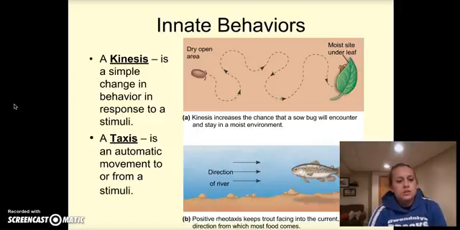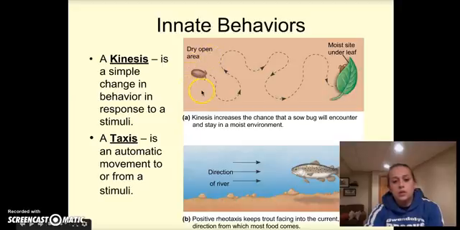So a kinesis is a simple change in behavior in response to a stimulus. And here what you have is a little sow bug, and he's in a dry open area. And then you can see him here under a leaf in a moist site. Now, the sow bug is not going to walk in a straight line. So what happens is this kinesis increases the chance that the sow bug will encounter and stay in a moist environment.